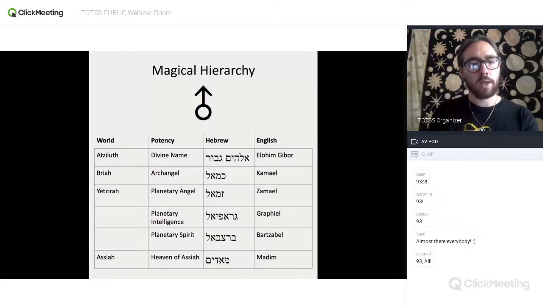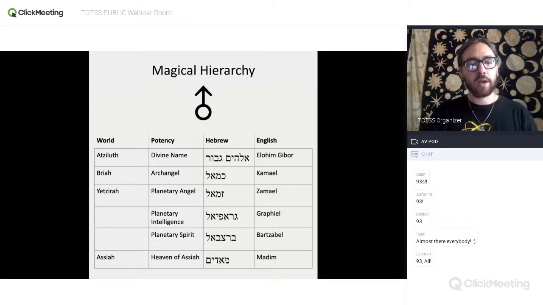All right, so let's look at our magical hierarchy for Mars here. So planetary hierarchy, a little more straightforward than the zodiacal ones. So we've got the divine name of Mars, Elohim Gibor, and that name is most especially the divine name attributed to Geburah, but Geburah is the sphere of Mars, so it's also the divine name of Mars. Then for Briah, we have the archangel of Mars, which is Kamael.